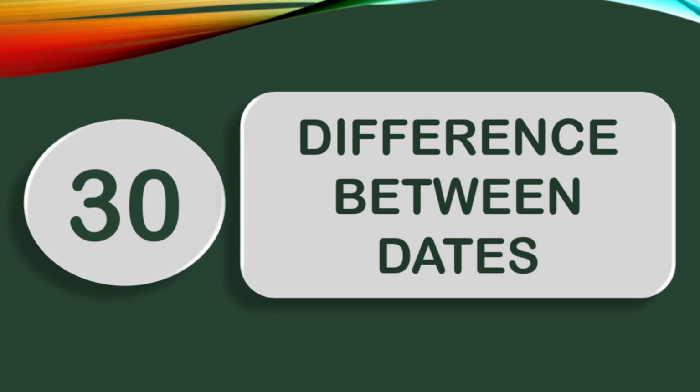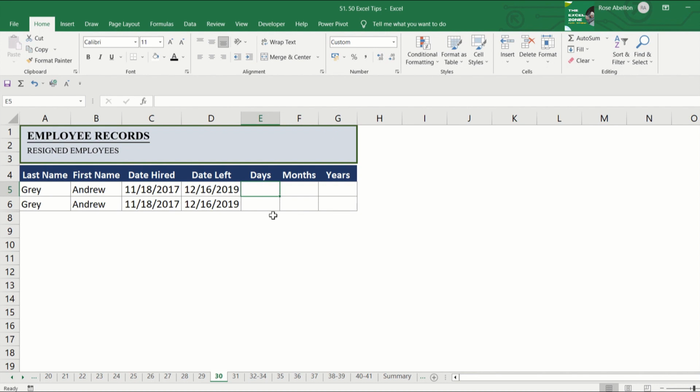Difference between dates. Let us assume that you're working with the HR department and you're asked to determine the length of service of the recently resigned employees. You need to calculate the difference between the date left and the date hired. See this example. The employee was hired November 18, 2017 and left the company on December 16, 2019. To compute for the number of days, you can simply type the equal sign, then subtract the start date from the end date. So click the end date minus the start date.